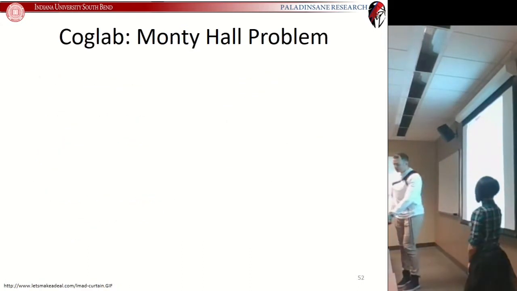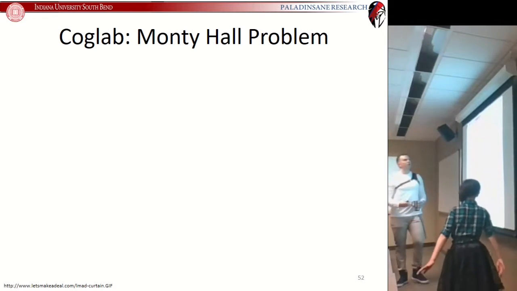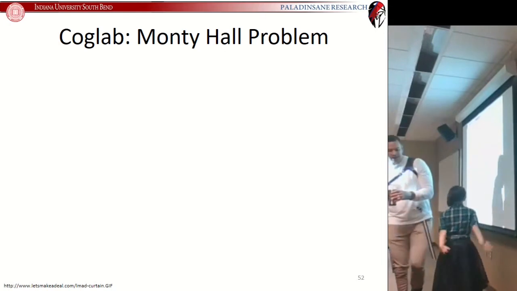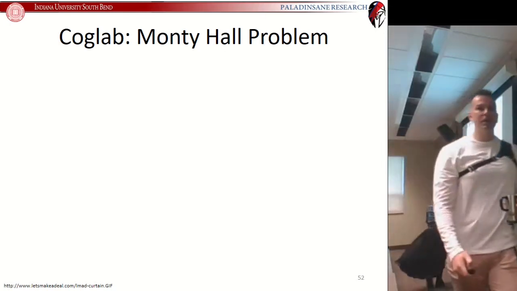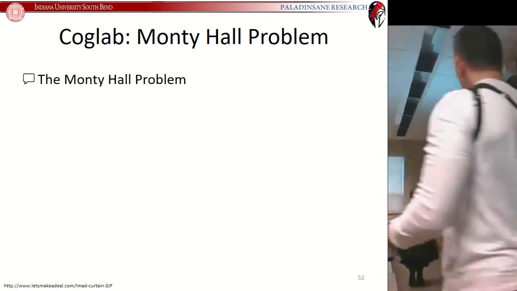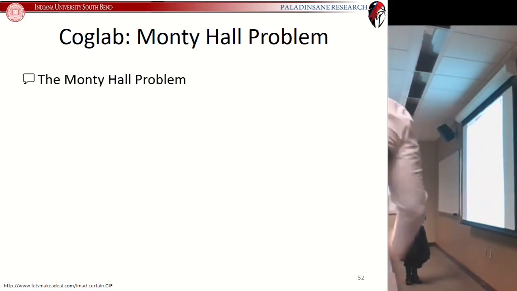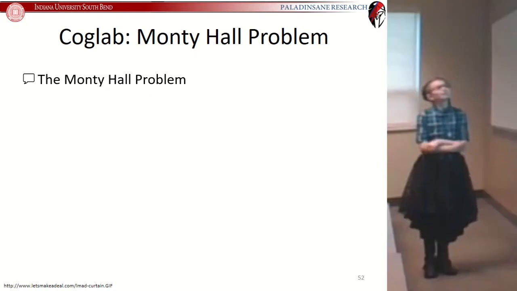All right, it is Coglab time. So we're going to talk about the Monty Hall problem. Isabella can return, and she is going to take us through this Monty Hall problem, which again gives us a lot of insight into how we think.